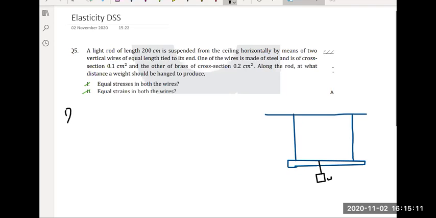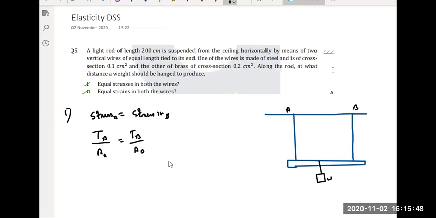Yes, very good, Abhiram. So stresses are equal. Stress in wire A, this is wire A and this is wire B, is equal to stress in B. What's the formula for stress? Stress is because of the tension force, so it is tension in A by area of A is equal to tension in B by area of B. Right everyone?